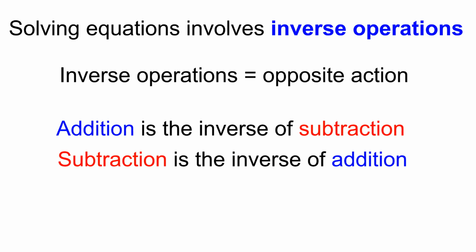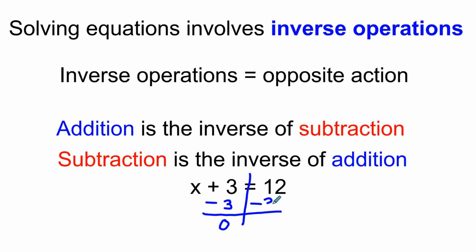Subtraction is the inverse of addition. So likewise, when we're trying to isolate a variable, if I see something being added, I'm going to subtract in order to cancel it. Positive 3 minus 3 is 0. Whatever I do to one side of the equation, I must do to the other side. 12 minus 3 is 9, and so we know we end up with x equals 9. So when we had addition, we applied the inverse operation of subtraction to isolate the variable and find our solution.